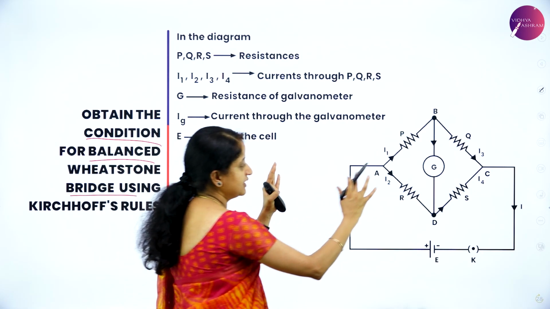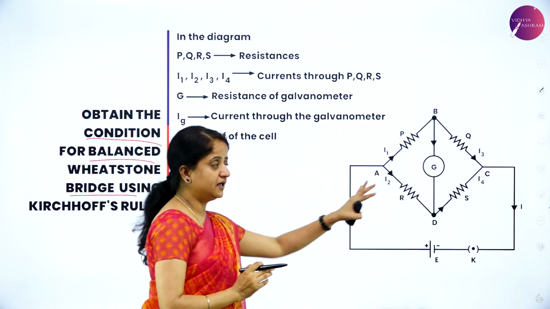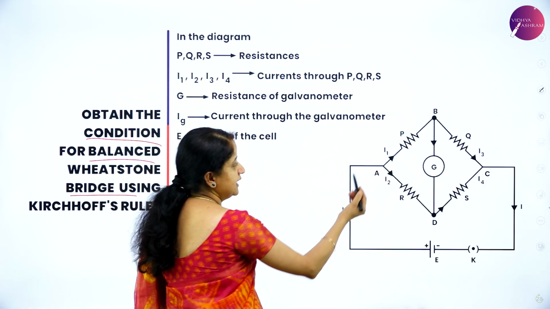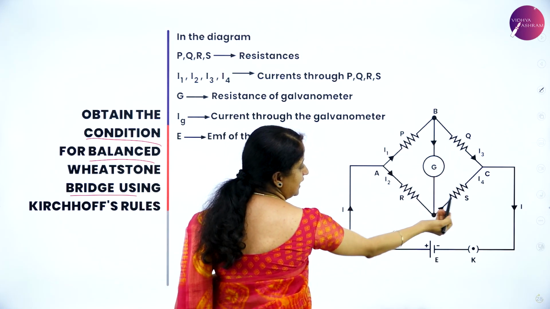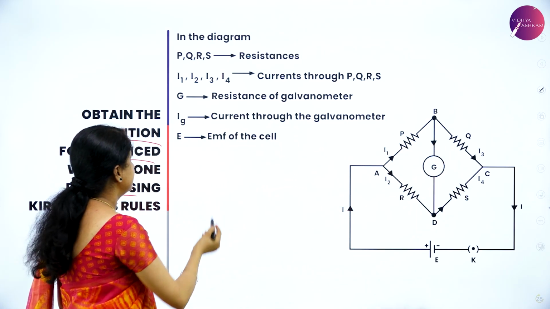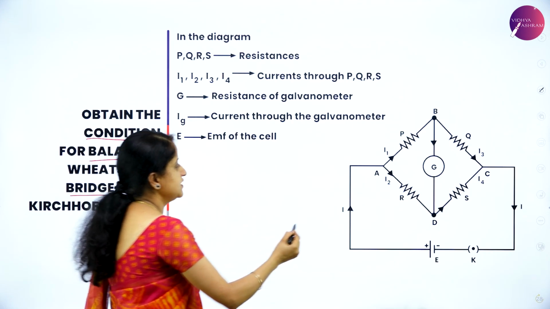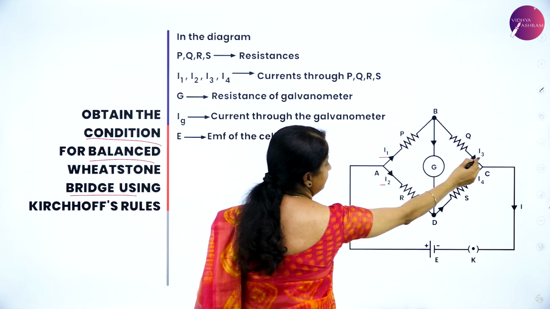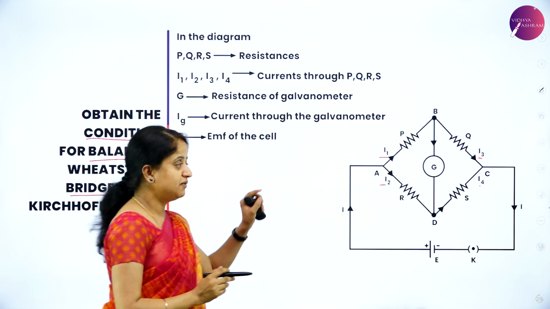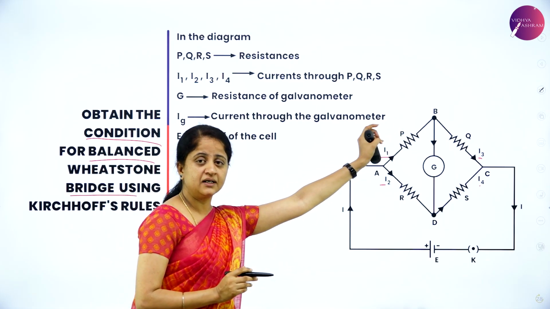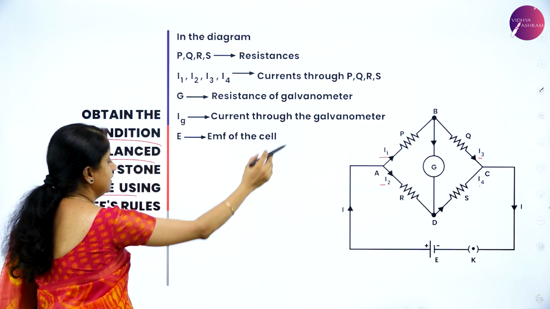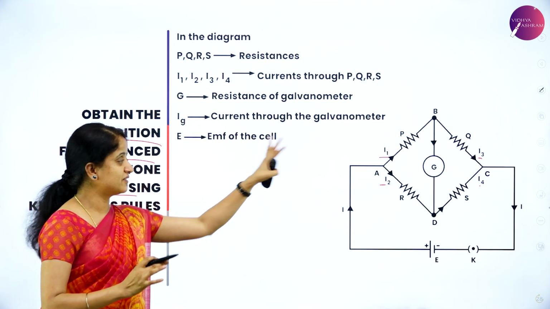For that, we have considered a circuit diagram which is as shown here. Let P, Q, R and S be the 4 resistors that I have used, and you can observe here I1, I2, I3 and I4 are the currents. Some of the currents are entering a node and some are leaving the nodes. You can just analyze from the diagram.